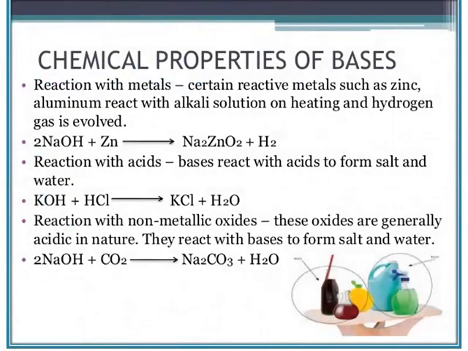So we can see that the chemical properties of bases include their reaction with metals to give salt and release hydrogen gas, their reaction with acids to form salt and water, which is a neutralization reaction, and their reaction with non-metallic oxides, which again gives salt and water, which also is an example of a neutralization reaction. In the next video, we will study the strength of acids and bases.